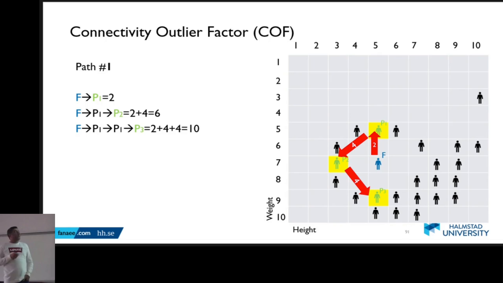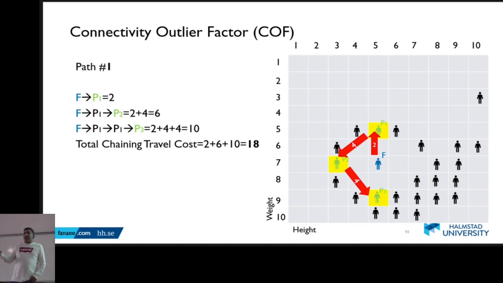So we first can go from P1 and then go to P2 and then P3. This is one path, right? So the cost of traveling from F to P1 is 2, plus the cost of traveling to P2 from P1 is 2 plus 4, equals 6. Cost of traveling to P3 via P1 and P2 becomes 2 plus 4 plus 4 equals 10, right? So the total chaining travel cost becomes 18. This is the chaining travel cost.